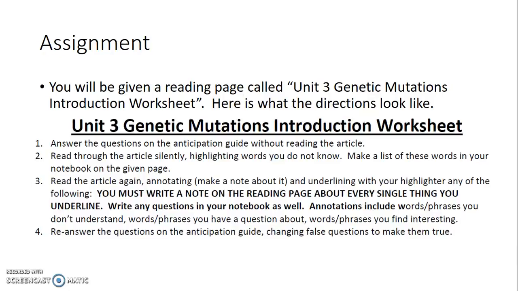Remember that the more things we do with a reading or some kind of material, the better you're going to learn it and the better you're going to remember it. So please don't just skip through and answer the questions. Follow through this process because the more times you read it, the more times you're exposed to it and using it, and the better you'll be able to remember it.